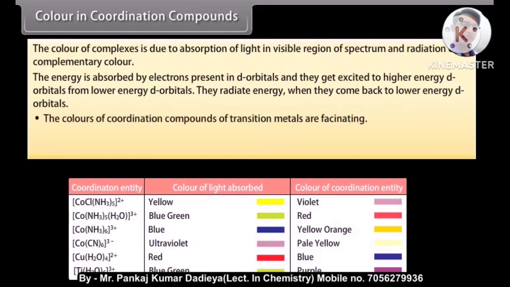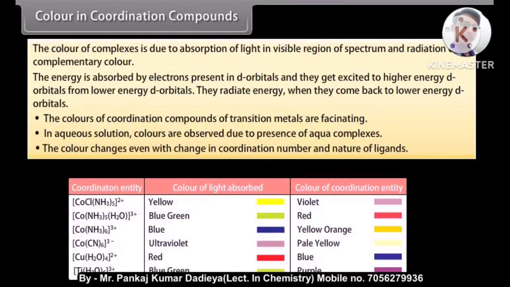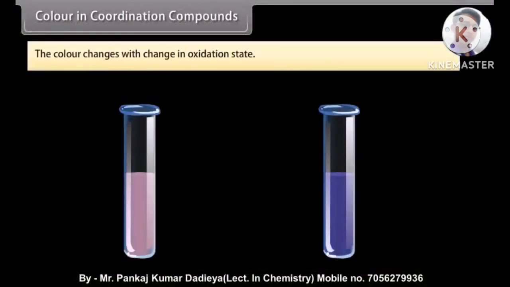They radiate energy when they come back to lower energy d orbitals. The colors of coordination compounds of transition metals are fascinating. In aqueous solution, colors are observed due to the presence of aqua complexes. The color changes even with change in coordination number and nature of ligands. The color changes with change in oxidation state.